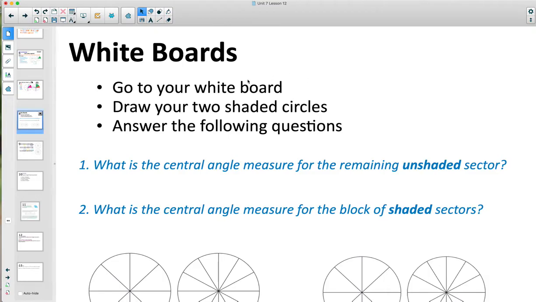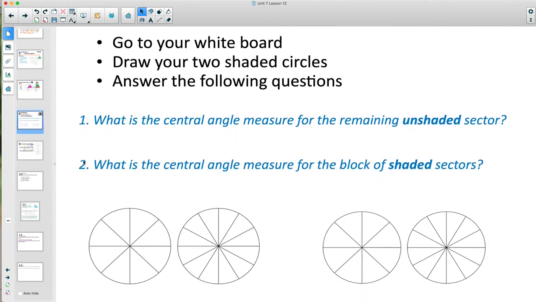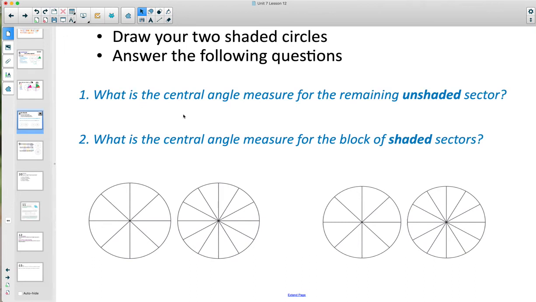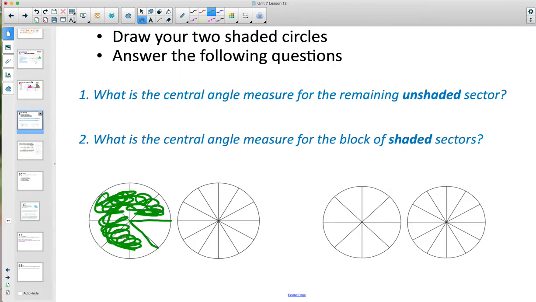So the questions that you were supposed to answer in your book had to do with how much of the central angle is remaining for your unshaded portion. So let's just take a look at a couple examples of something that you maybe could have had. So maybe you had shaded this whole thing here in this circle. So your shaded is 1, 2, 3, 4, 5, 6, 7 pi over 4s. And your unshaded is 1 pi over 4.